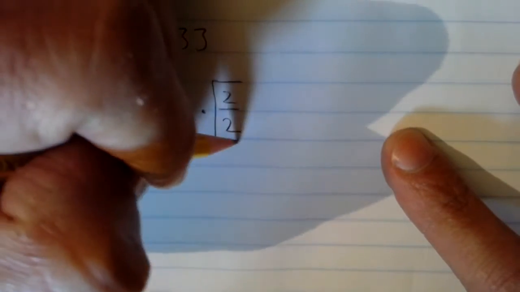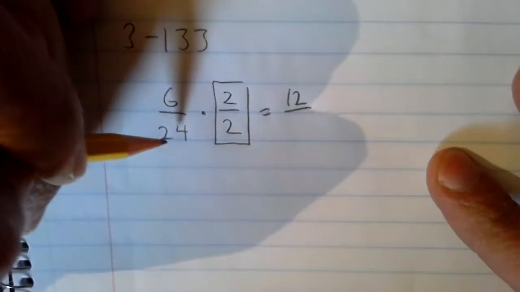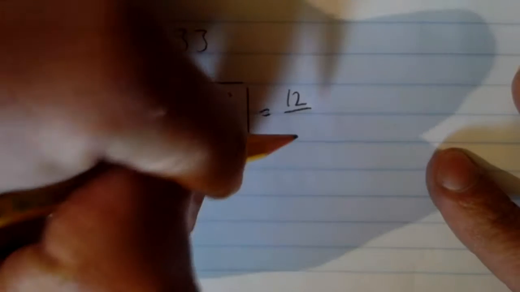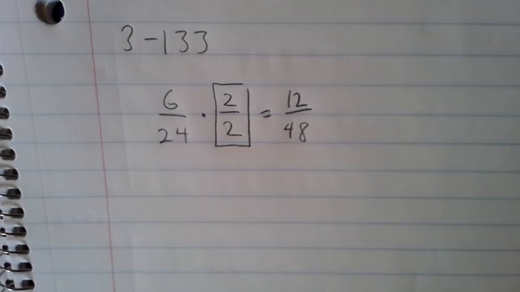We're going to multiply. Let's choose a fraction that's equal to 1. 2 halves. Go ahead and put a giant 1 around it. Multiply. 6 times 2. 24 times 2. 12/48. According to the problem, we need to do 3 equivalent fractions.